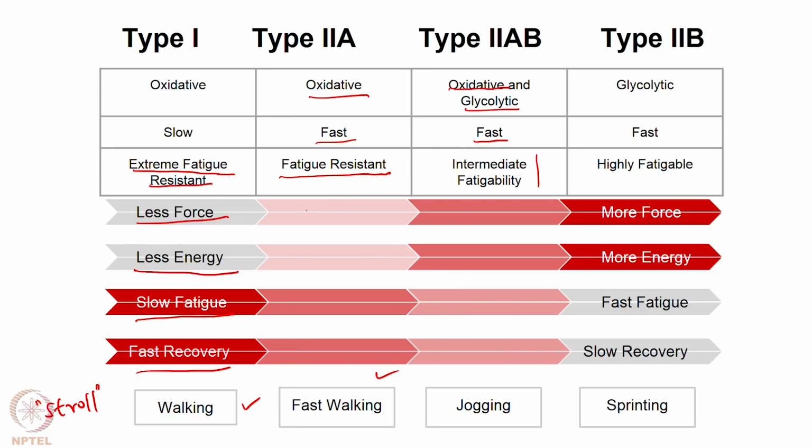The amount of force produced keeps increasing in that direction. The amount of energy expended keeps increasing in that direction. The chance of fatigue keeps increasing in that direction. The chance of recovery keeps decreasing in that direction. As I proceed from slow to fast, the chance of recovery from fatigue reduces, the chance that I am going to get fatigued goes up, and the chance that I am spending more energy and producing more force increases. And I can keep doing this.